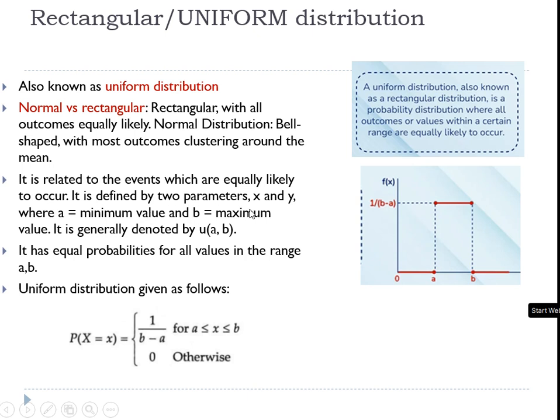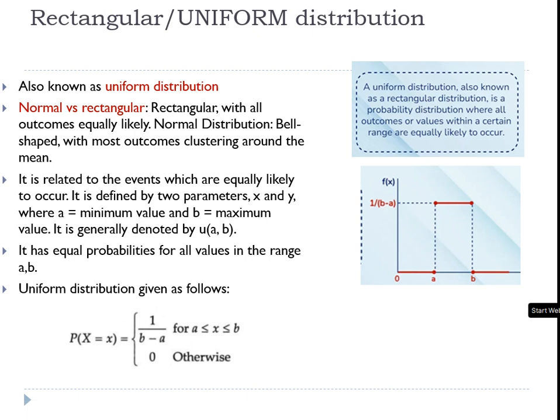So basically, suppose there are two parameters a and b, where a is the minimum value and b is the maximum value. This is how the uniform distribution will look. It will start from a and go up to b, and you can see that all the data are equally likely to occur between these values a and b.